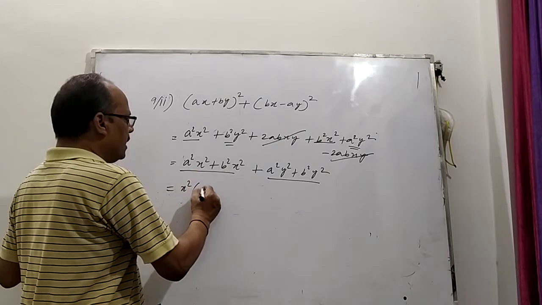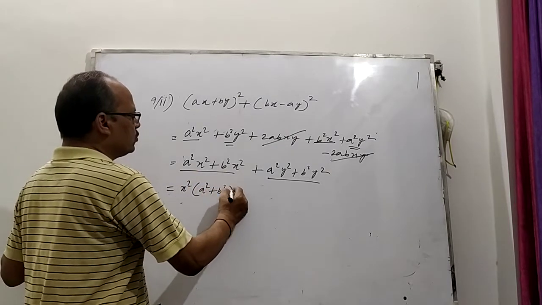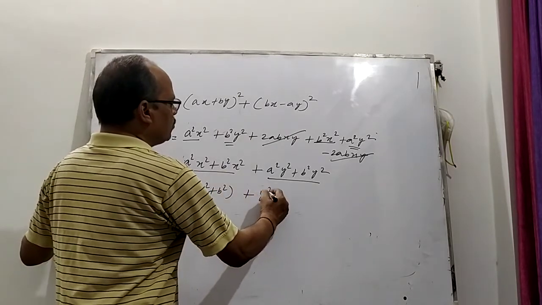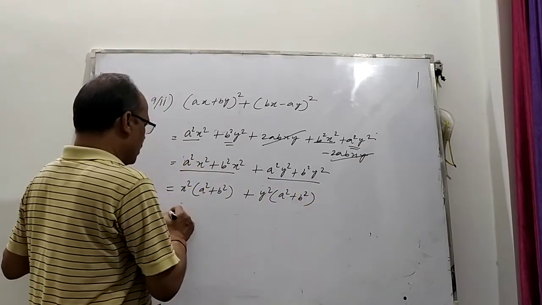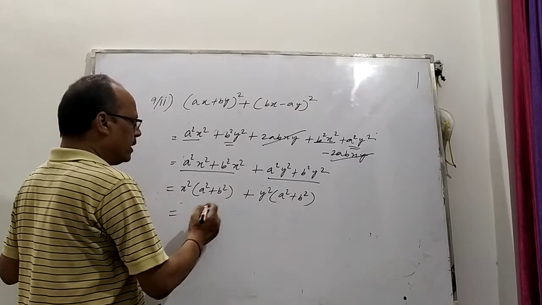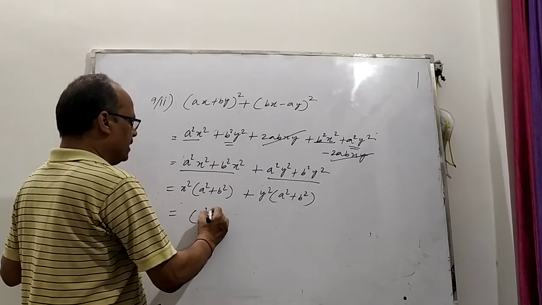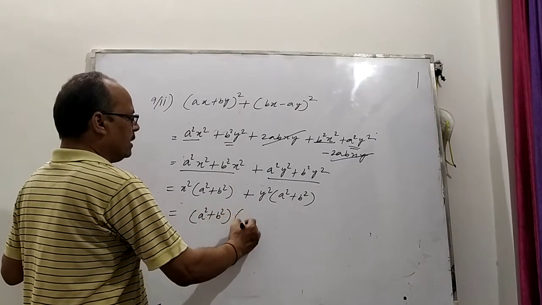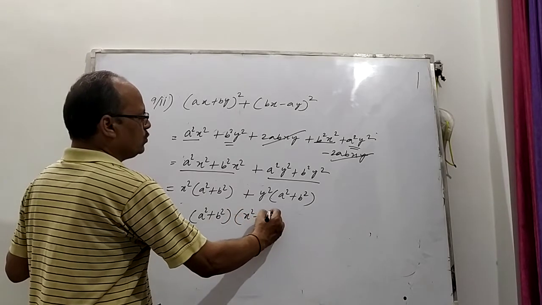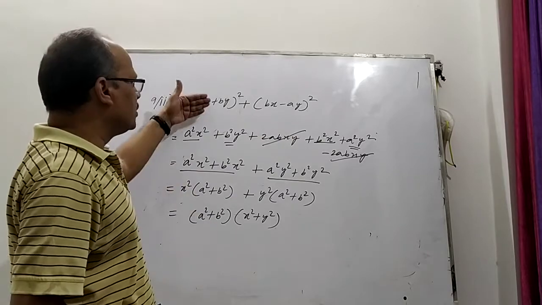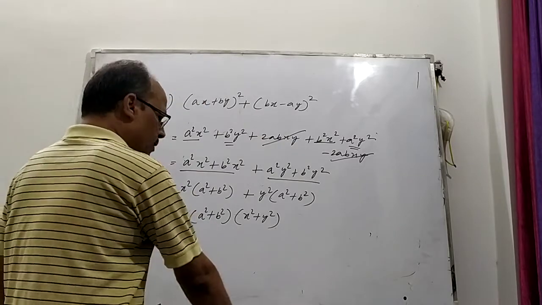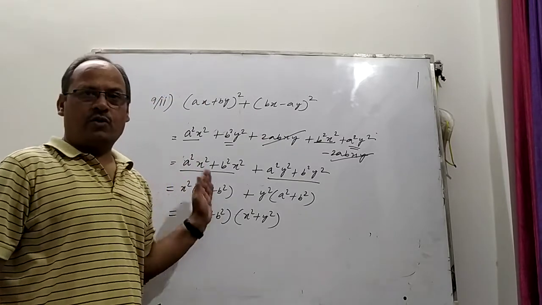x²(a² + b²). Here y² is common, (a² + b²). What will be common from both? a² + b². Then here x² + y². This is the factorization of this question. Clear? If you have any doubt, you can ask.